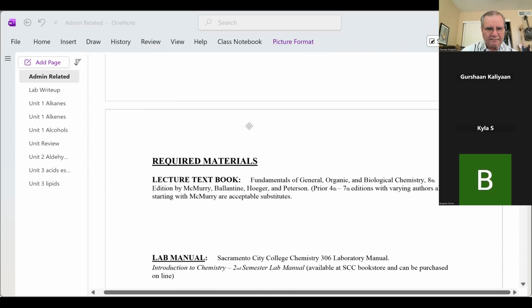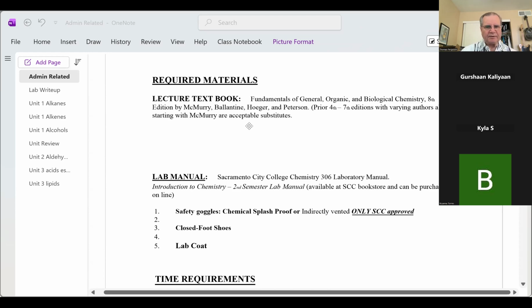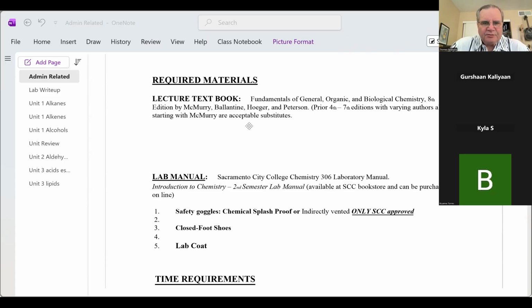Okay, so now textbook wise, there are two textbook options. One is free, the other is not. This is an excellent book, Fundamentals of General, Organic, and Biochemistry. It's a quite good book.